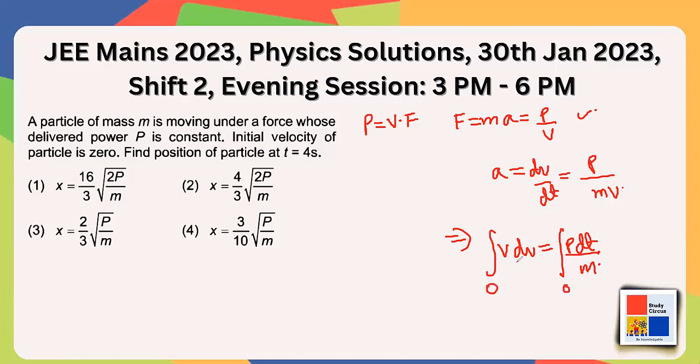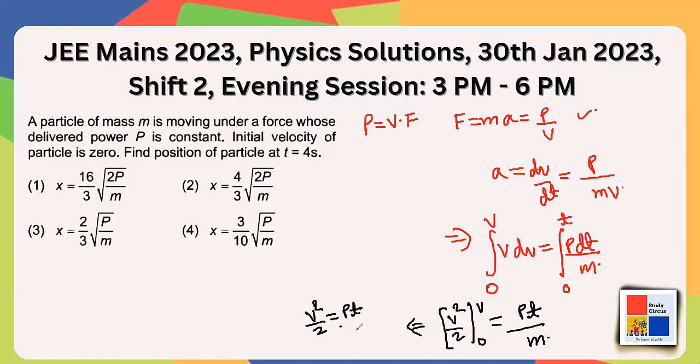So at time t is equal to 0, the velocity was 0. At any time t, let's say the velocity is v. We do the integral here, v dv. Integral is going to be v square upon 2 for limit 0 to v. And this side here is going to be Pt upon m. So we get v square upon 2 is equal to Pt upon m here. Fine. So that means the expression for v is going to be the square root of 2Pt upon m. So we have the expression for velocity, but the question is asking the position at the time t.